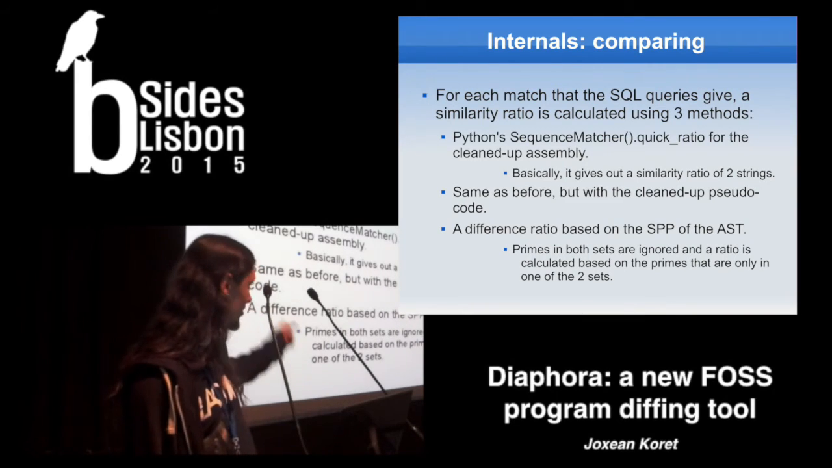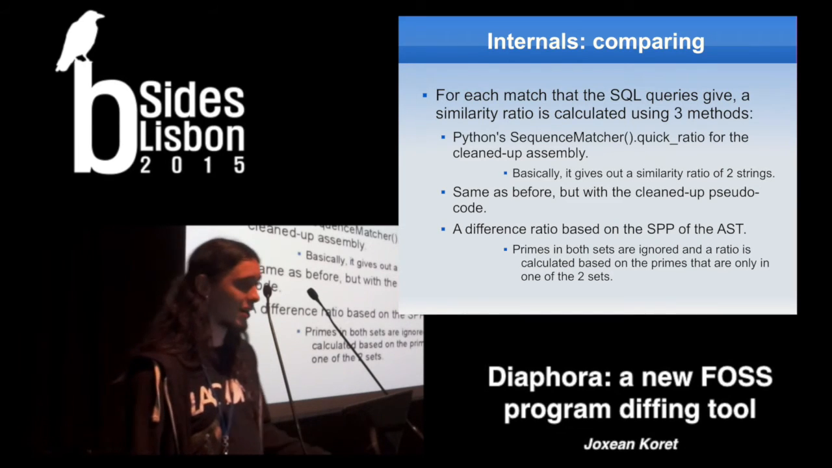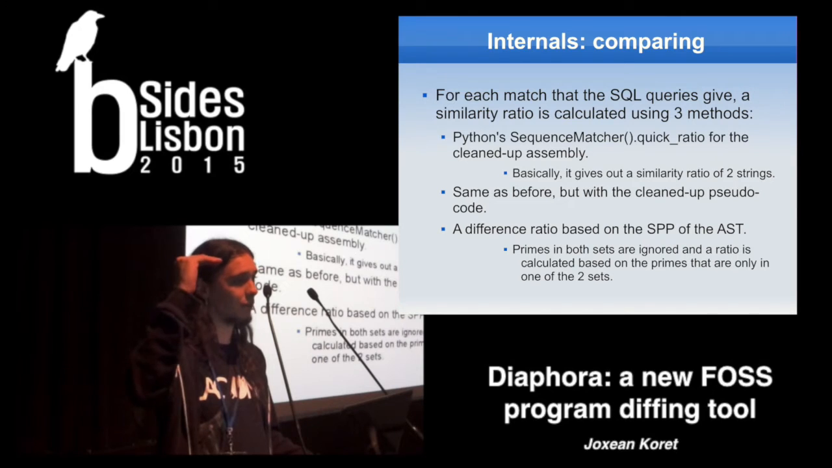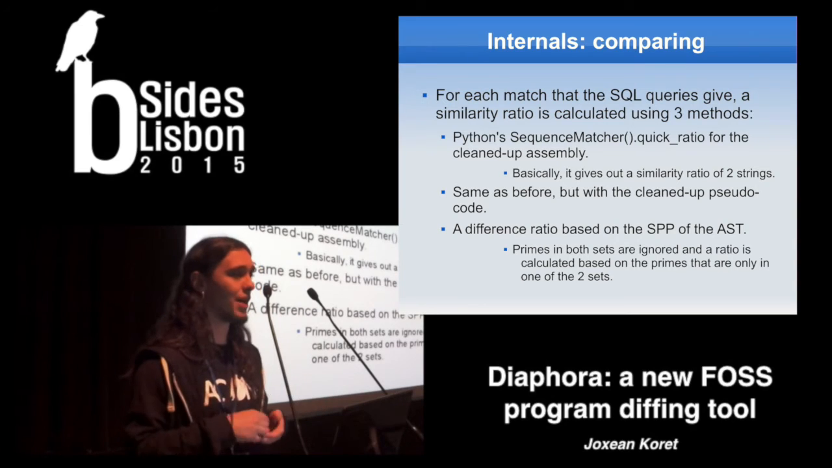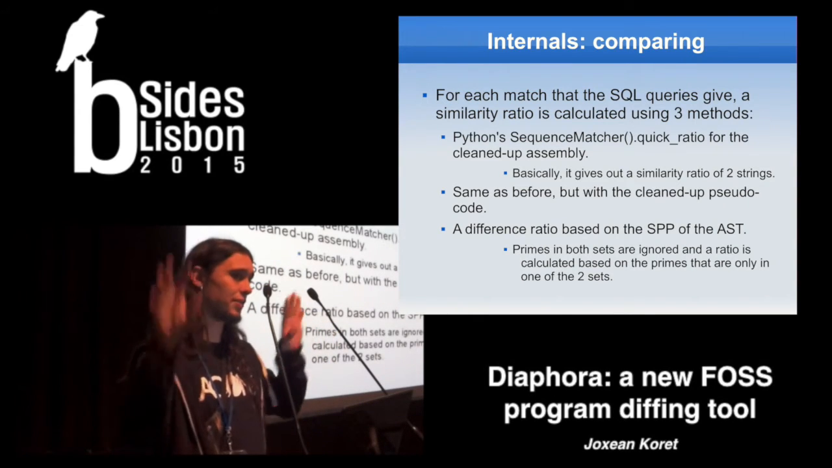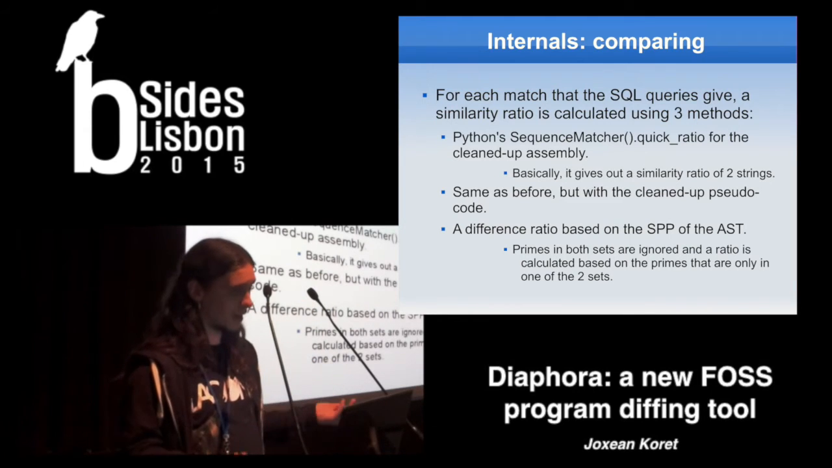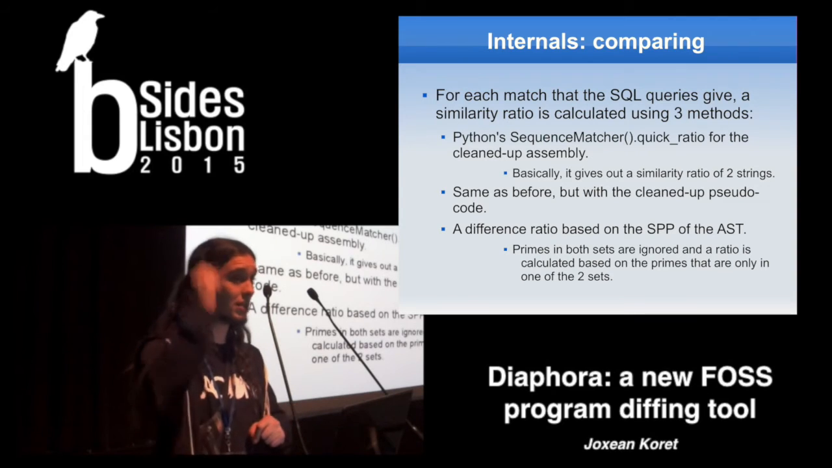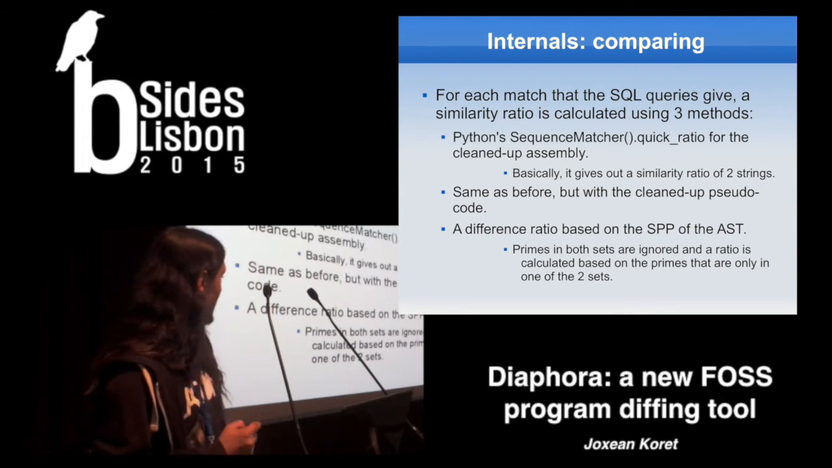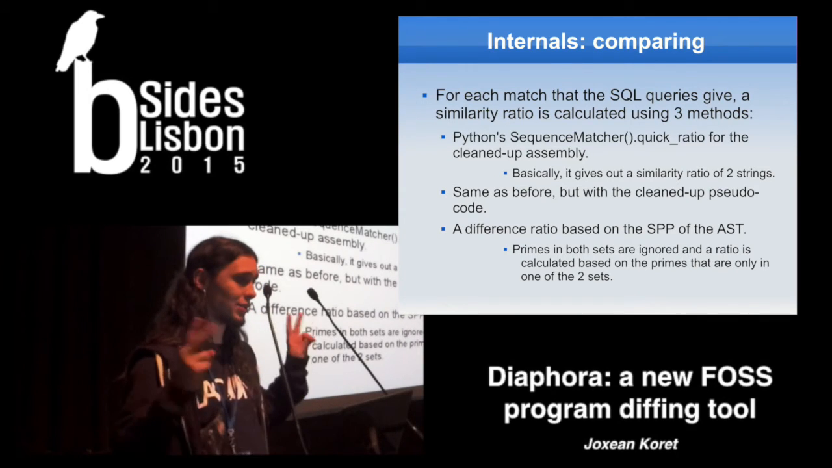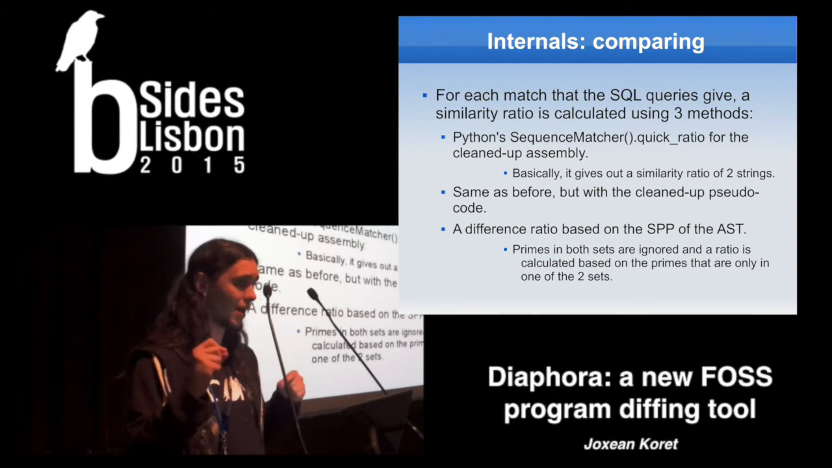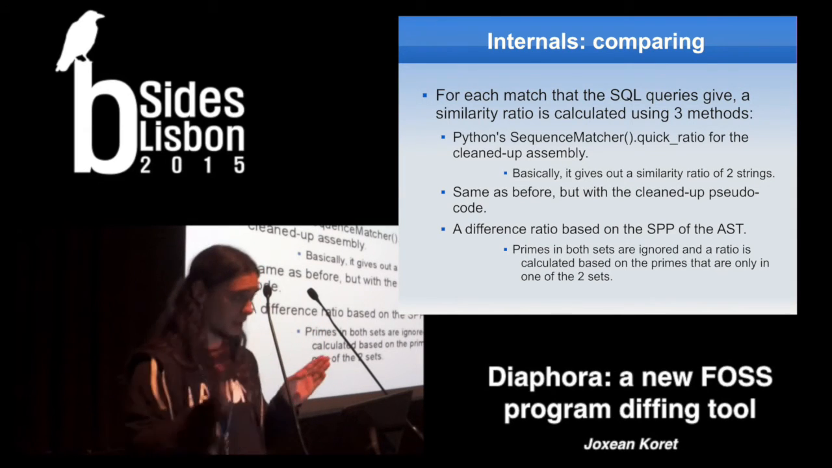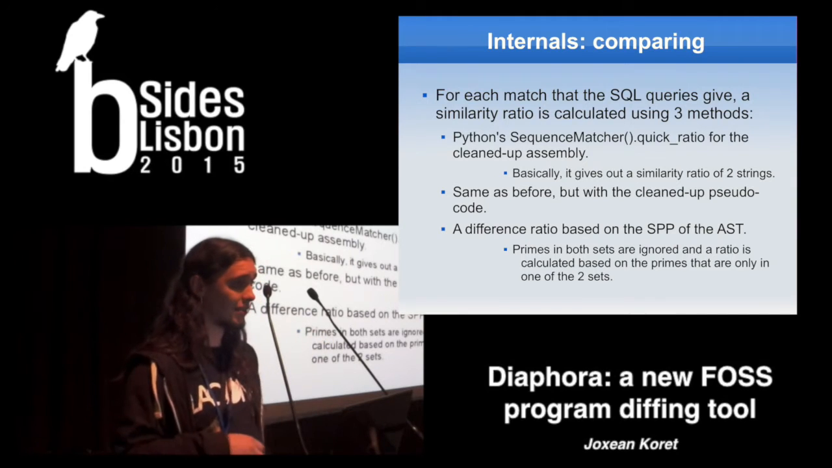Also, I calculate the difference ratio based on the small primes product of the abstract syntax tree. For each expression or each instruction element in the abstract syntax tree, I assign a prime number, then I multiply all of them, and if the hash is the same, even if the AST is structurally different and the tree looks different, we can conclude that it seems to be the same function, but maybe with reordered instructions. And that's it. In the case of the AST small primes product based hash, I remove all the primes in both sets, and I only consider the primes that were in only one of the two sets. I calculate the similarity ratio based on that, and that's all.